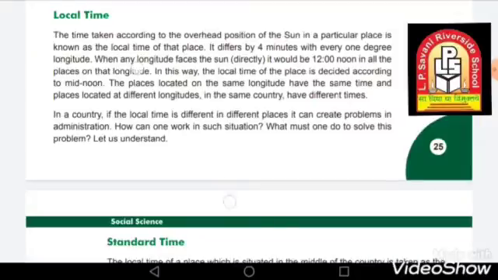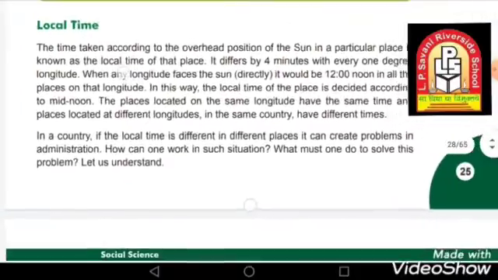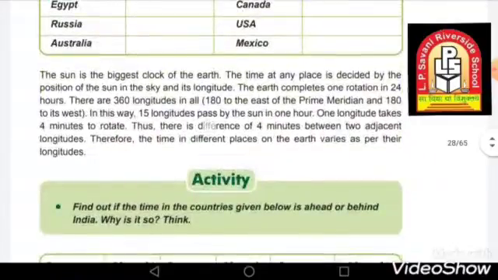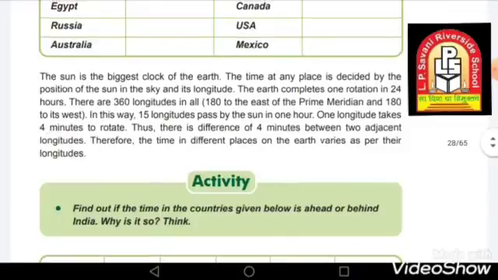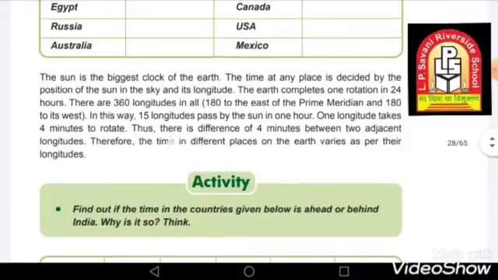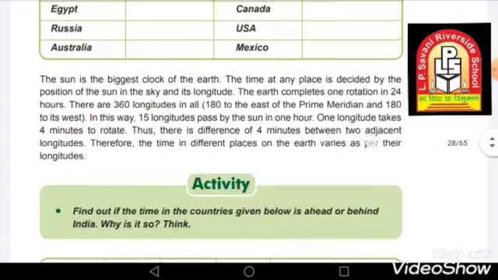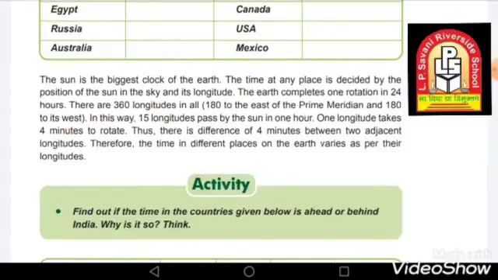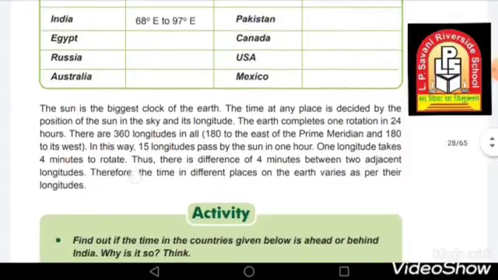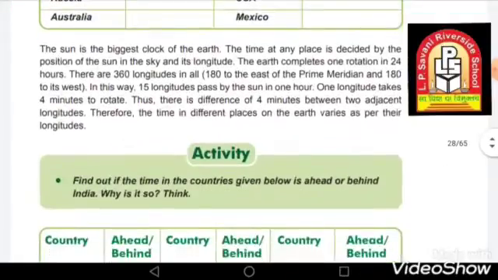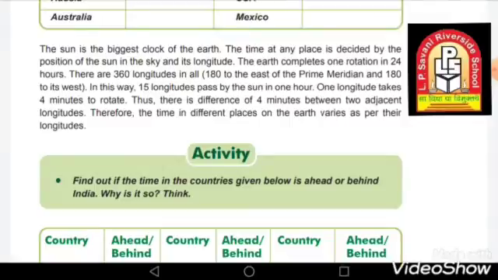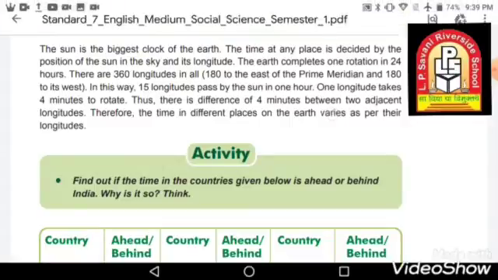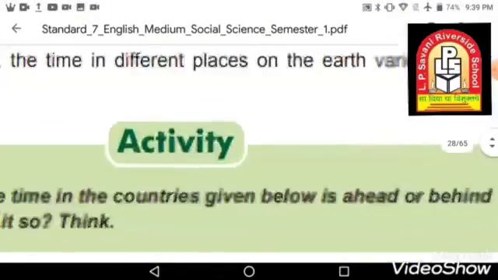So basically, 15 longitudes pass through the sun in 1 hour. One longitude takes 4 minutes to rotate. Thus, there is a difference of 4 minutes between two adjacent longitudes. So as the earth rotates, what is the difference in minutes? See, there is a difference of 4 minutes on every longitude, right?